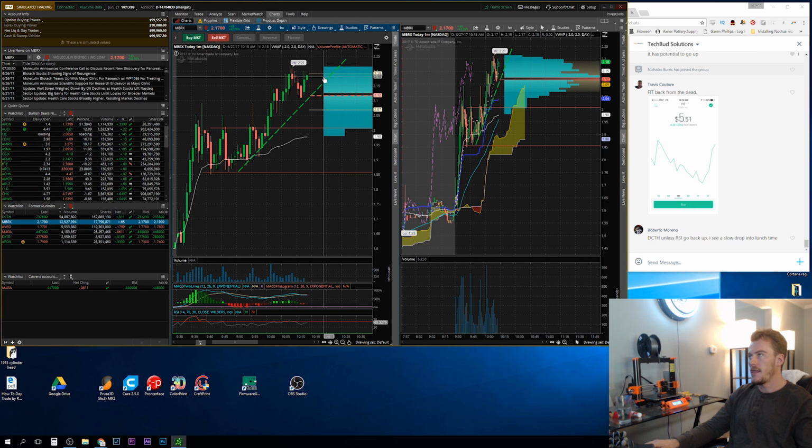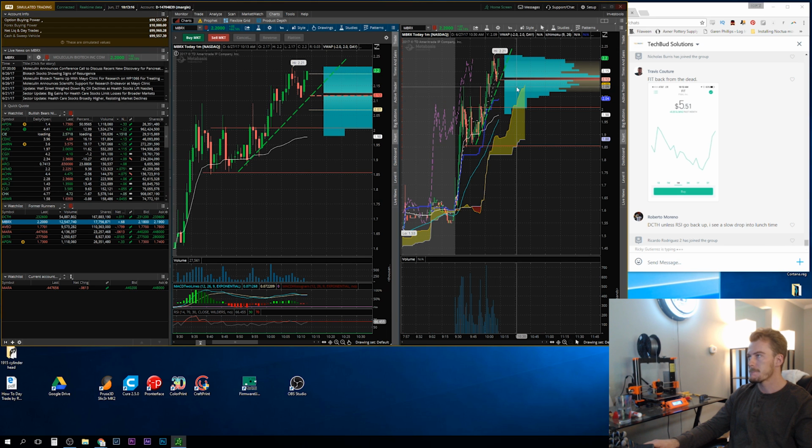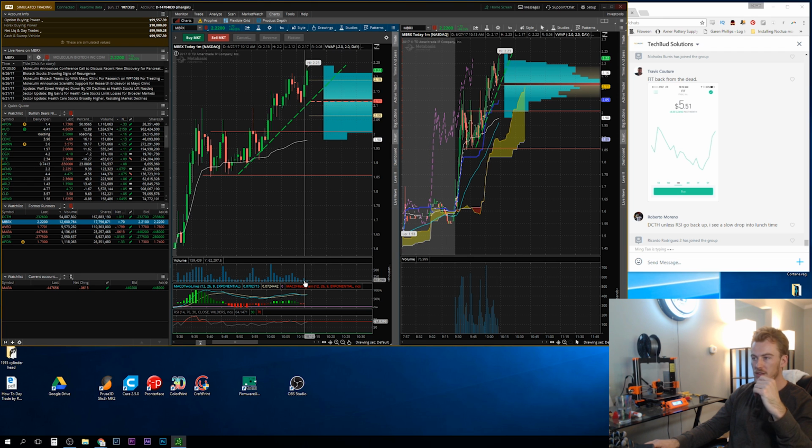Here is where it's going to break. This is clear resistance right here. There it goes. The cloud's still looking fine. Volume's not looking too hot, but that's picking back up now. People see it. People are buying in.